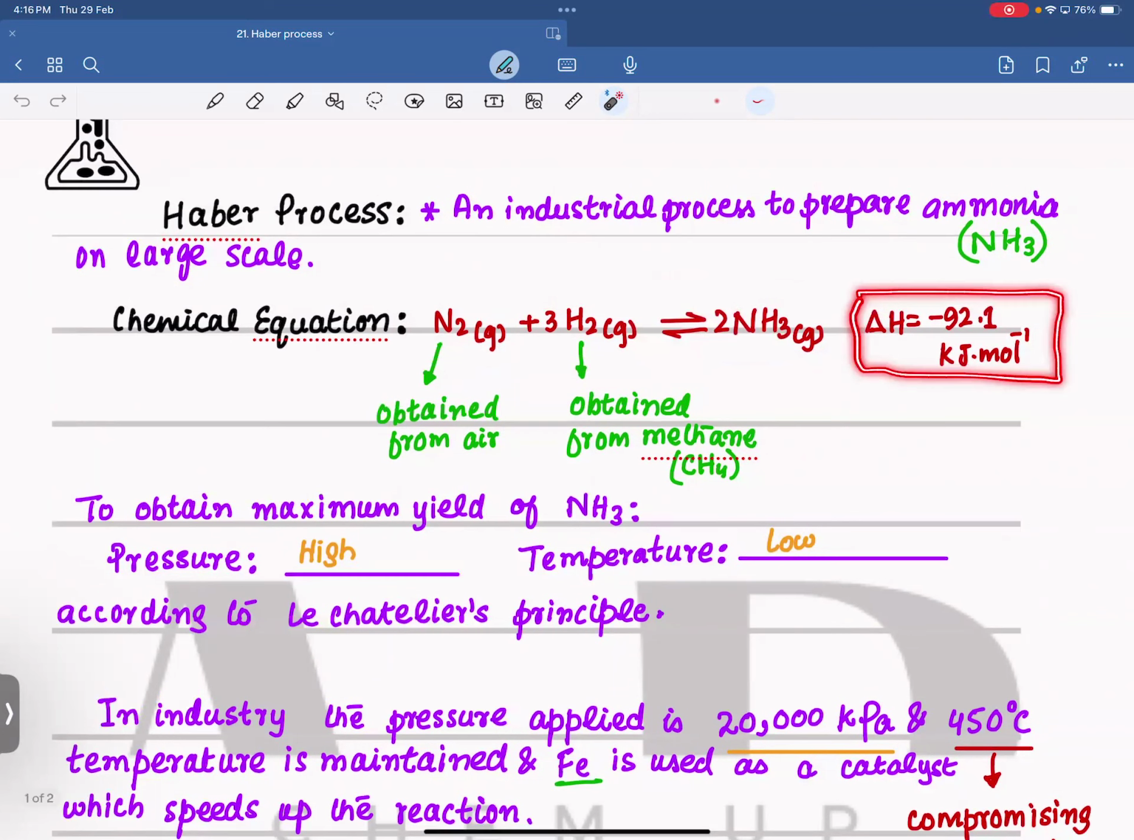What is the value of enthalpy change? Negative 92.1. What does a negative sign indicate? Exothermic. Which reaction is it? Exothermic reaction it is.